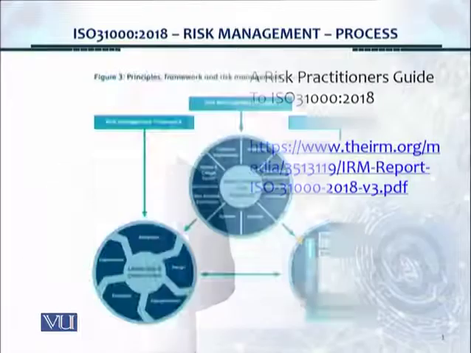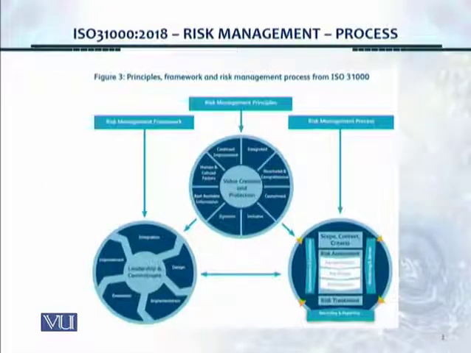Welcome. In this module, we'll talk about ISO 31000-2018 risk management process. Let's take a little bit more detail. Now, this is figure 3 from Principles, Framework, and Risk Management Process from ISO 31000. We're taking a look at the risk management framework. We've already talked about it in one of the previous modules. Risk management principles, we already talked about. There are 5 framework elements, 8 principles, and now we'll talk about the risk management process.